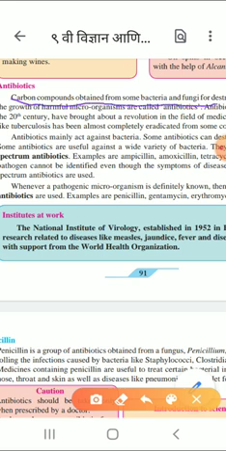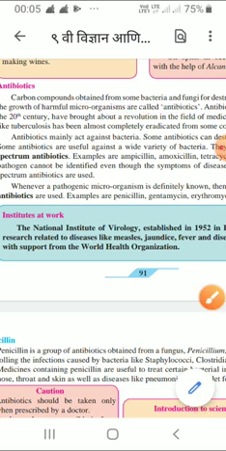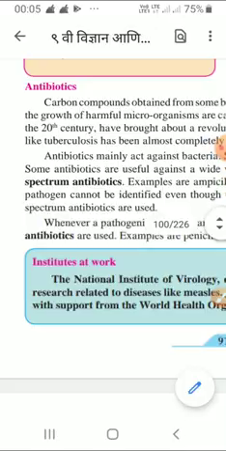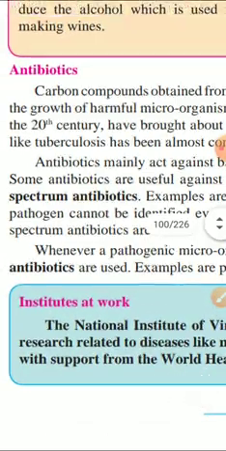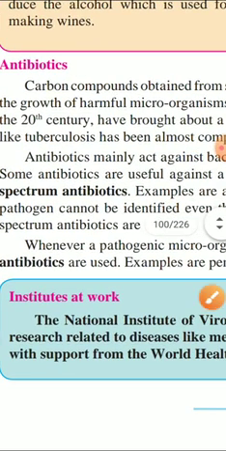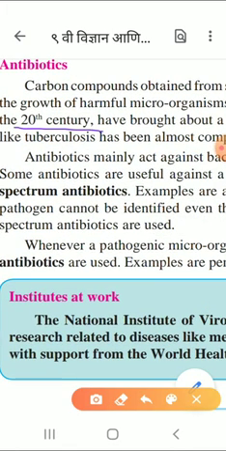So carbon compounds which are obtained from some bacteria and fungi and which check the growth of microorganisms are called antibiotics. Antibiotics were discovered in the 20th century. Which century, children? 20th century. So these were discovered in the 20th century.